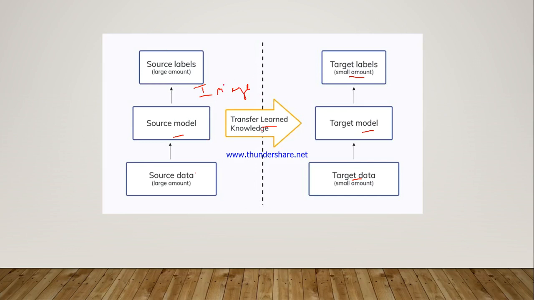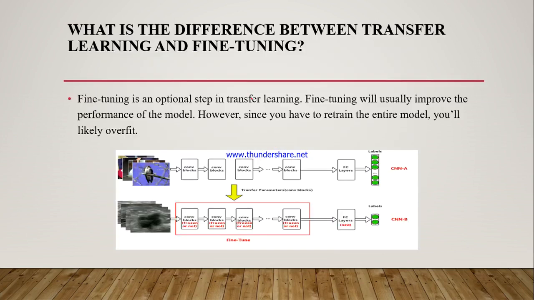Suppose you have images of dogs and cats and you want to predict only dogs, you can go ahead and predict the dog images. After some time, if you want cats also, you can go and predict the cats also. That is possible. And what is the difference between transfer learning and fine tuning?